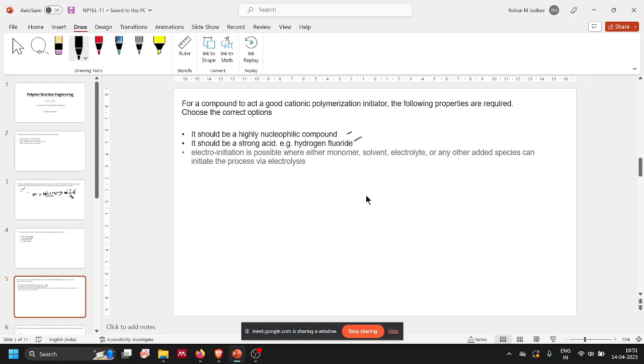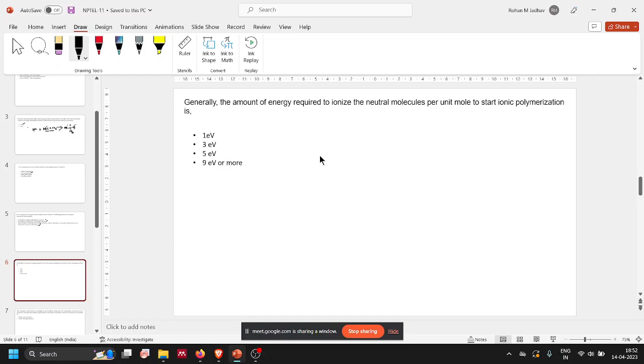Next, we have the electroinitiation process. It's a possible way where either the monomer, solvent, or electrolyte or any other added species can initiate the process. Electrolytic or electro-initiated polymerization involves initiation by cations formed via electrolysis of some component of the reactant system, which can be either monomer, solvent, or electrolyte. So when these undergo electrolysis, the charged molecules which are formed will help in initiation of the cationic polymerization process. So that can be used as an initiator to start a reaction. That's why the electroinitiation process is the correct answer.